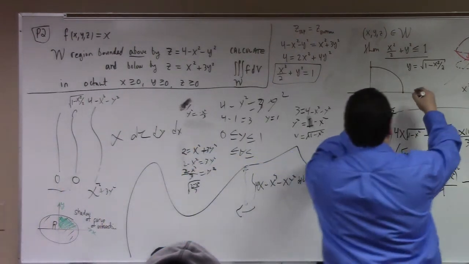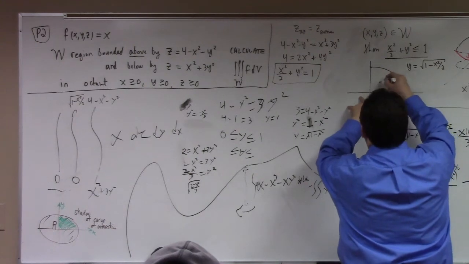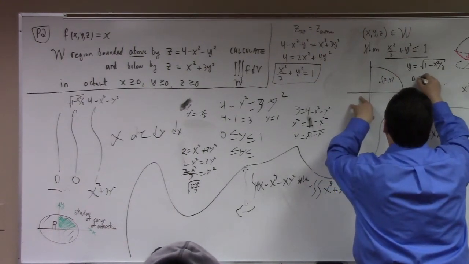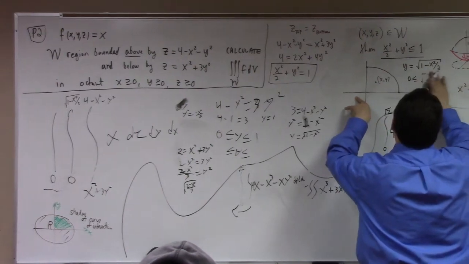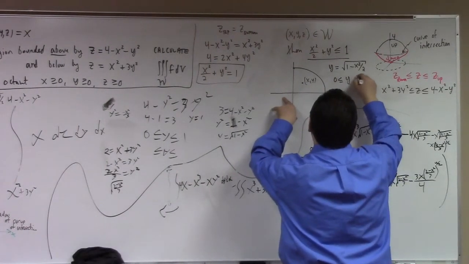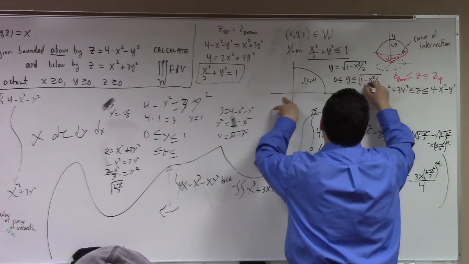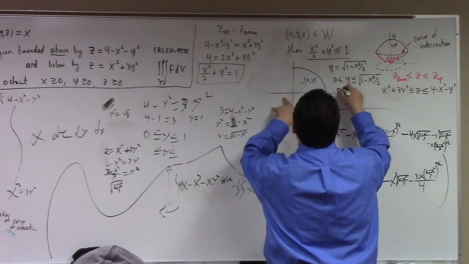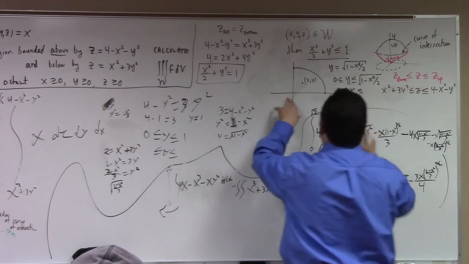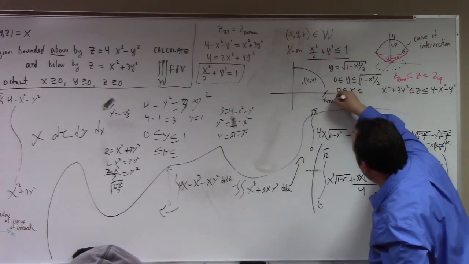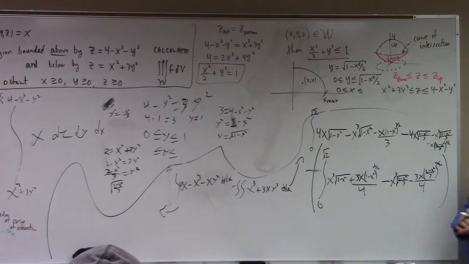Let's see here. So what is this? If we take a point in here, x, y, it should be clear that we have 0 less than or equal to y less than or equal to the square root of 1 minus x squared over 2, right? How about x? 0 less than or equal to x less than or equal to what? This x. What's the max x right there?